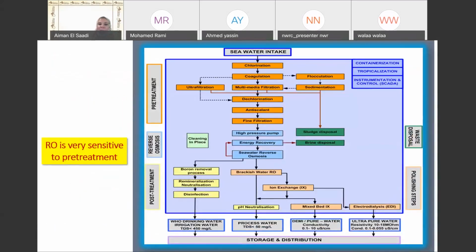This chart shows the steps of the RO technology. RO is very sensitive to pretreatment, so we can see the different pretreatment processes. After that, the saline water goes to the high pressure pump and the membrane to separate the salts from the saline water and get fresh water for distribution to the community.